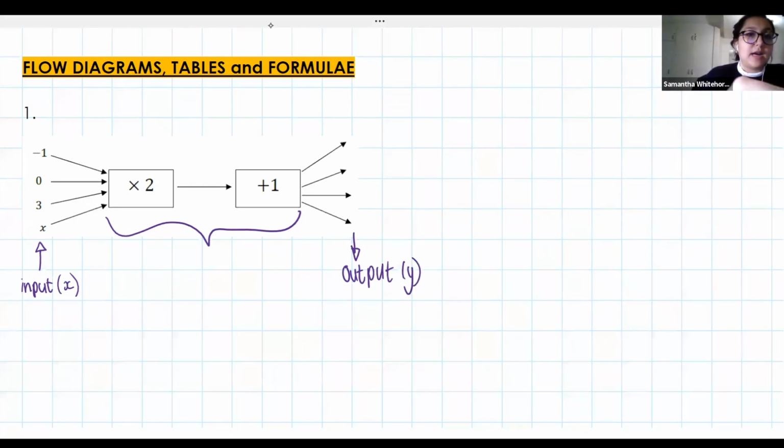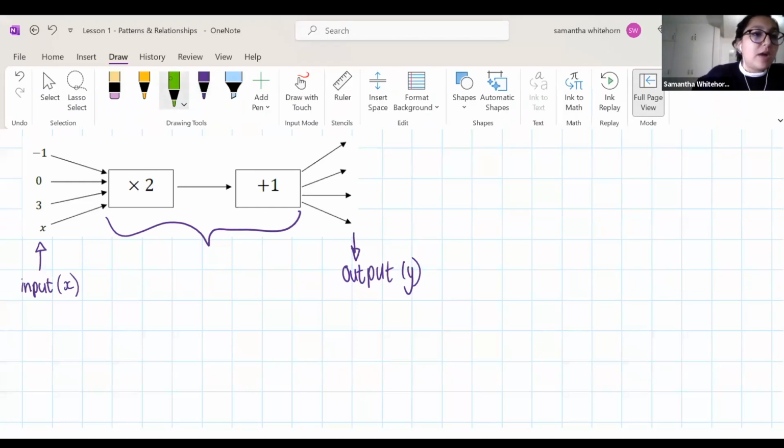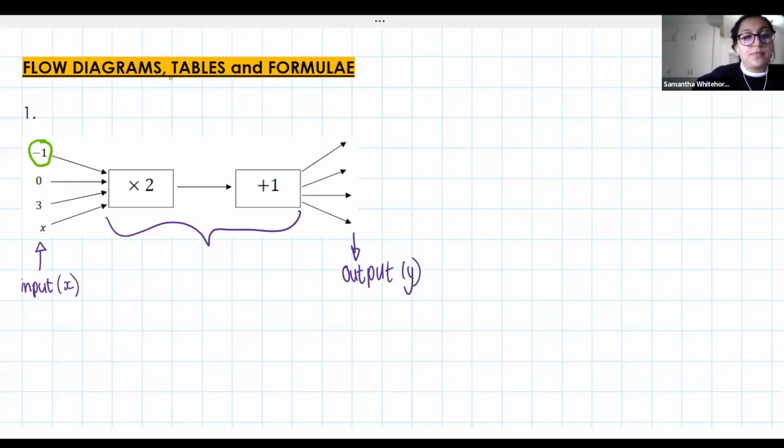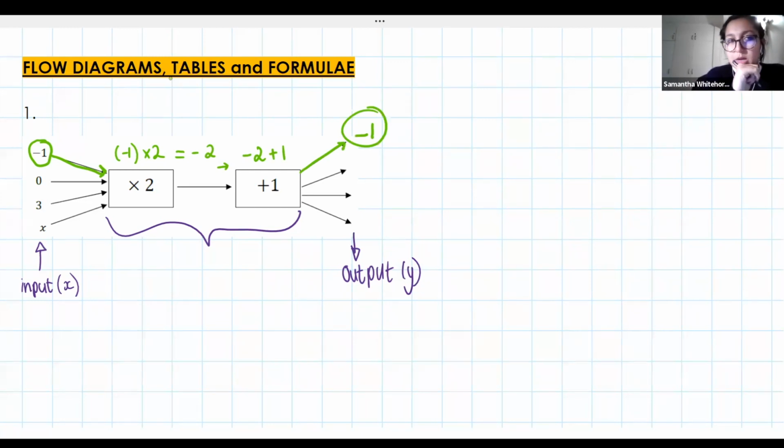So if we have a look at our number machine or our flow diagram, and we just consider the first input value. This input value goes into our number machine, and we've got -1 times 2. That gives us a product of -2. We move along our number machine, and we now say -2 plus 1. And that gives us a final output of -1. So we've got a y value of -1. So we are able to apply the operations, apply the rule that the flow diagram tells us to do in order to find output values.